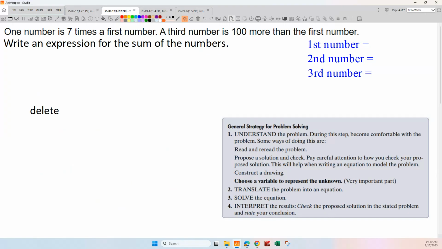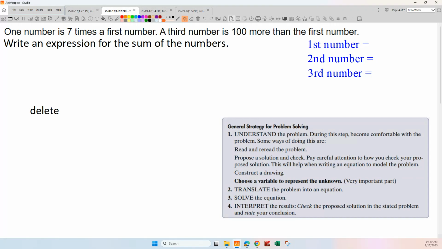Okay, what about one like this? This is a good one because, well, you'll see why. One number is 7 times a first number. A third number is 100 more than the first number. Write an expression for the sum of the numbers. And there are 3 numbers there, right? So I want to be able to identify what I need to use variables to write expressions for the first number and the second number and the third number so I can add those up, right?